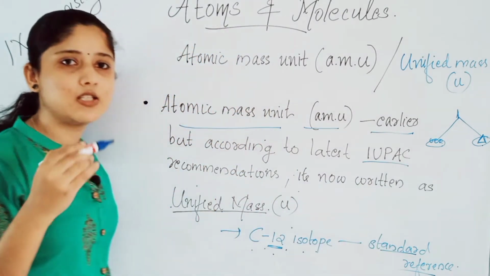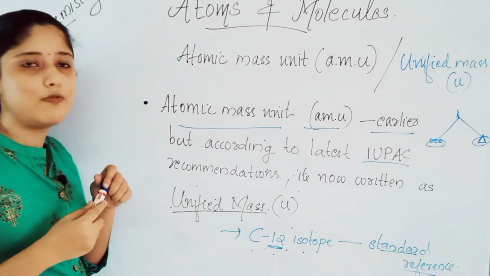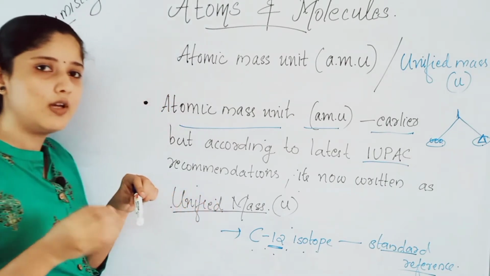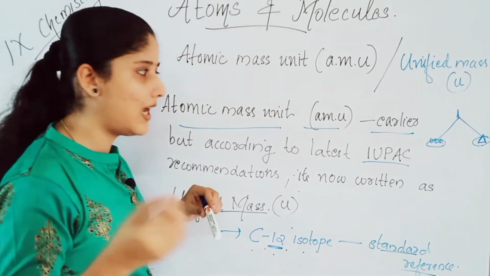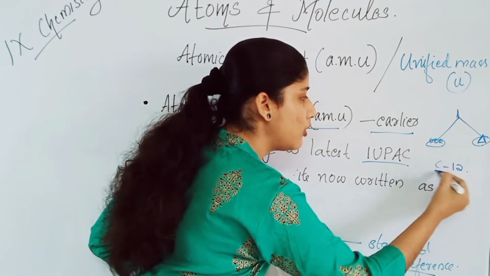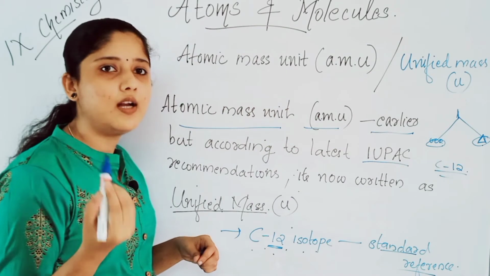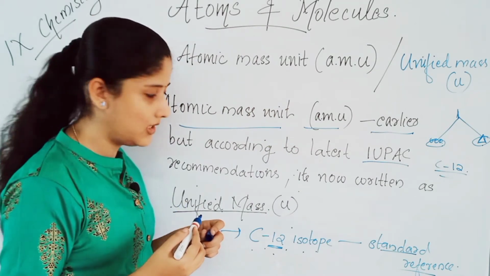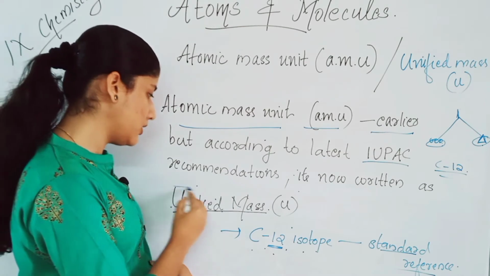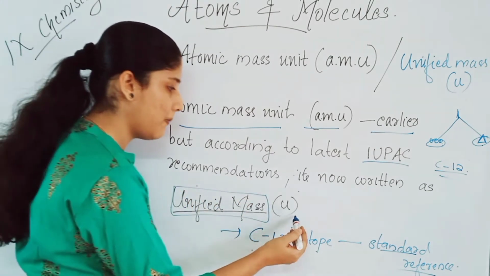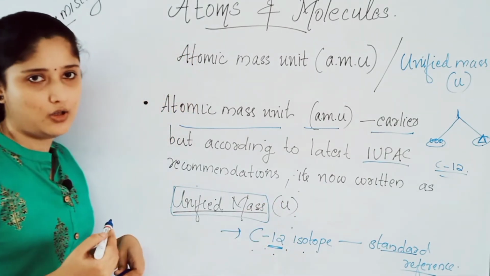Similarly is the case of atomic mass. Since it is difficult to measure the mass of an atom, we compare it to the mass of another atom, that is carbon-12. The carbon-12 isotope is taken as the standard reference for finding the atomic mass unit. And now we use the term unified mass for that. The representation is small letter u.